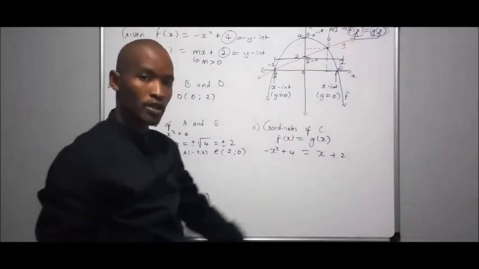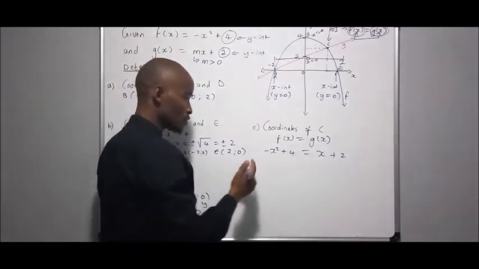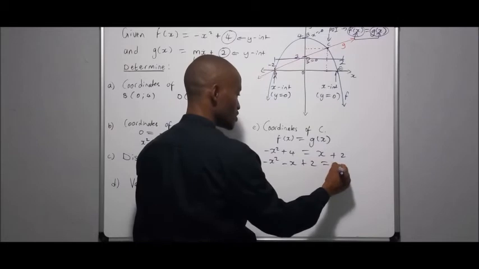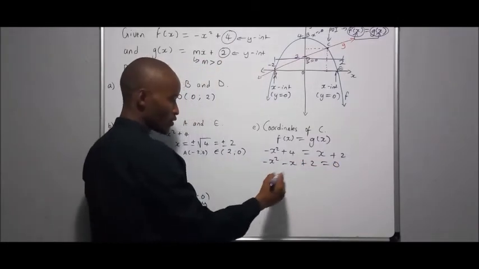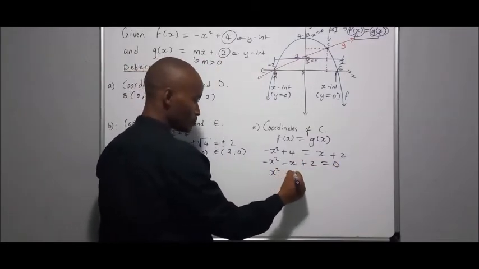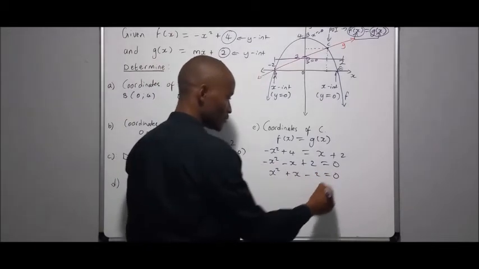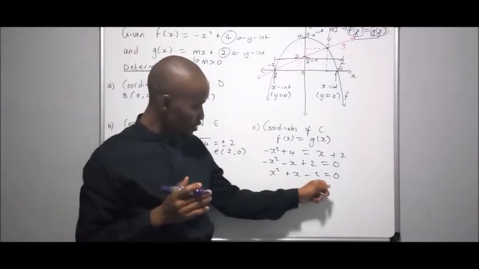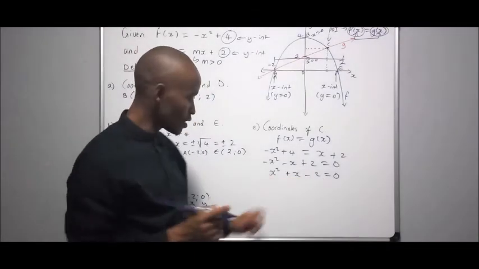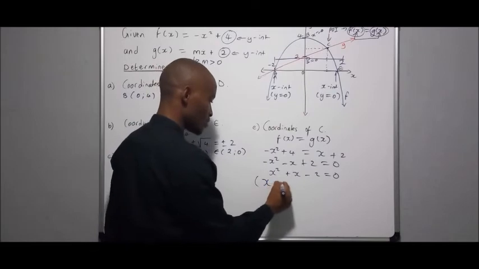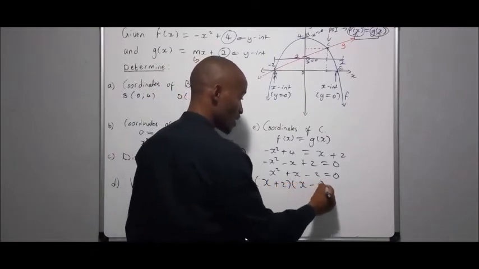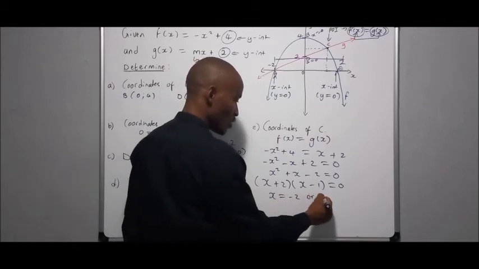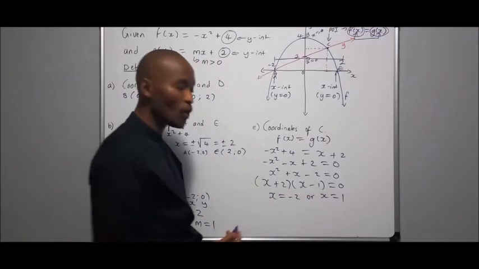Produced quadratic equation. Collect your stuff to one side. -x² - x + 2 is equal to 0. Multiply throughout by negative. Right. And it's a quadratic expression that you can easily factorize this one. Okay. So it is (x + 2)(x - 1). So x is equal to -2, or x equal to 1.